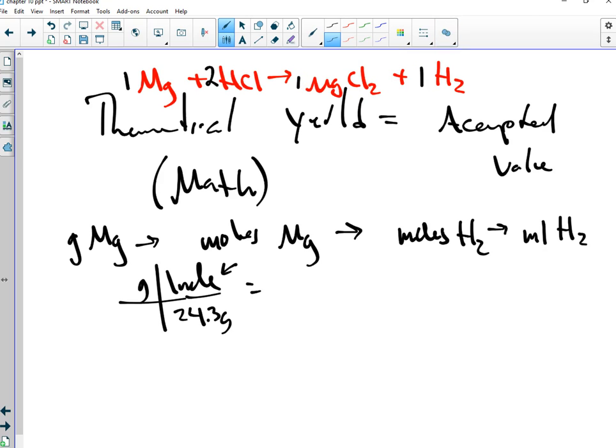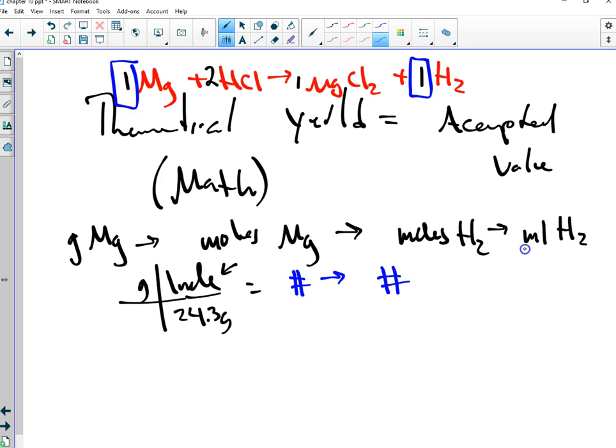So no one on their AP test would waste their time doing this as a picket fence because time is extremely valuable. They would hopefully notice that the amount of moles used of Mg is equal to the amount of moles of H2 produced, a 1-to-1 ratio. So when you went to moles, you had your number, and then the moles of H2 was the exact same number. You okay with that?